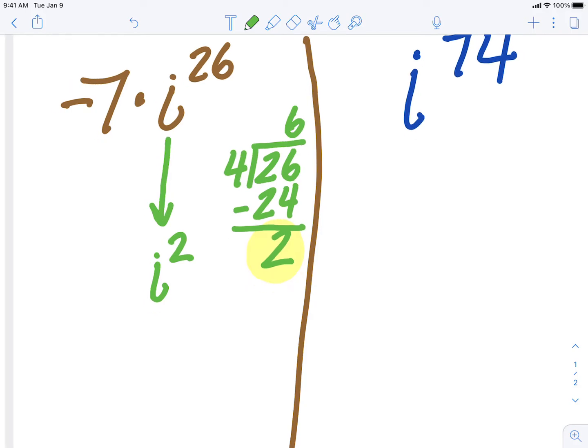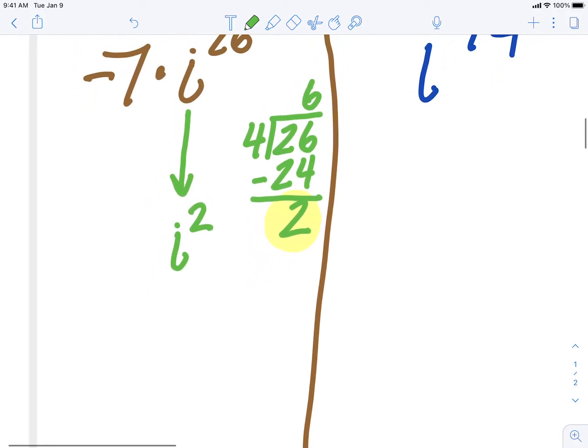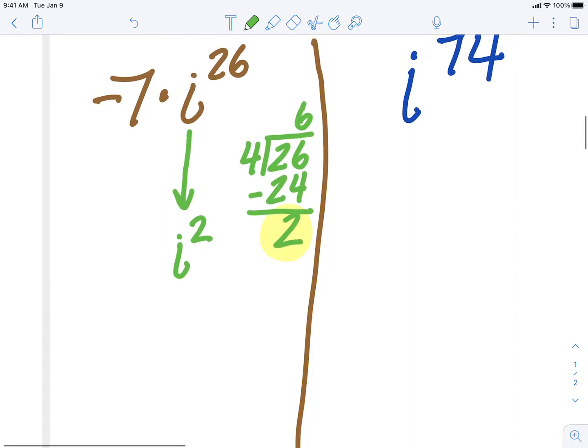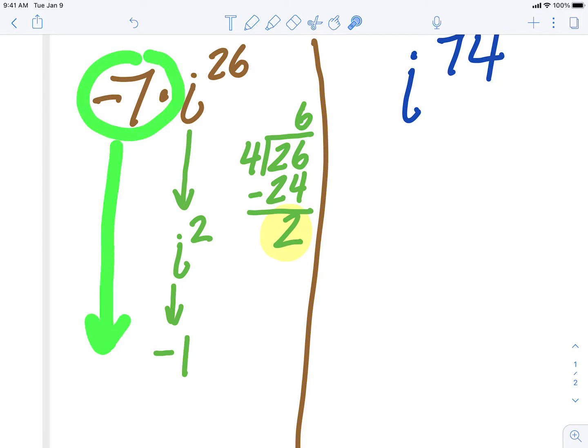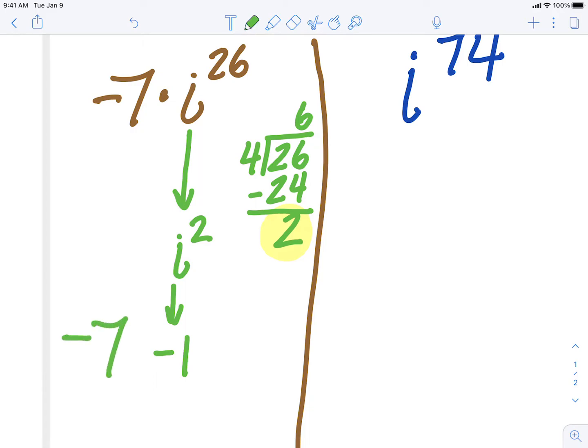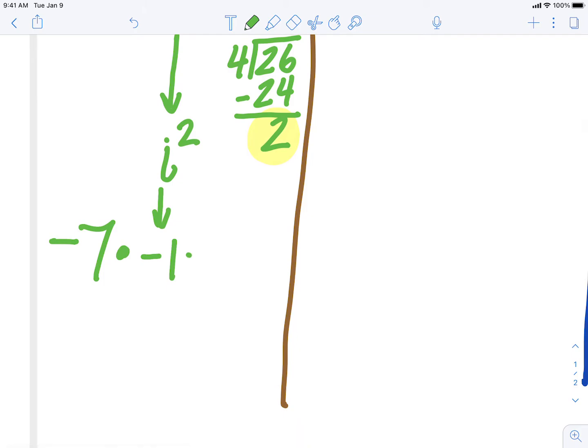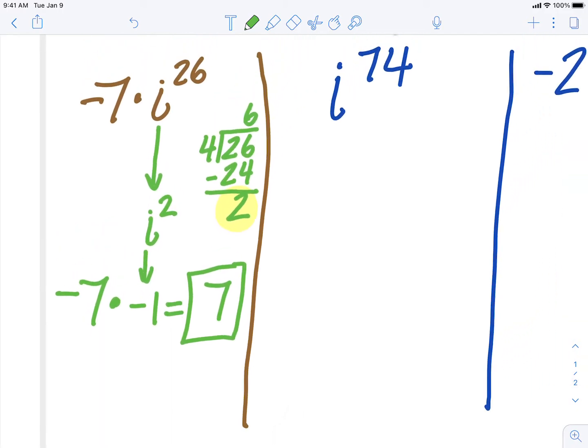And if I use my imaginary key, i to the power of 2 is negative 1. So now I'm going to bring this negative 7 times, nothing happened to it, and I'm going to put it next to negative 1. Negative 7 times. And what is negative 7 times negative 1? Positive 7. This is my solution for my first part.